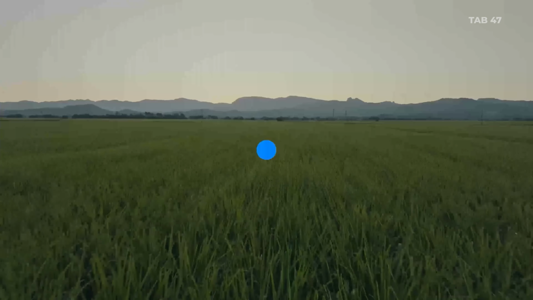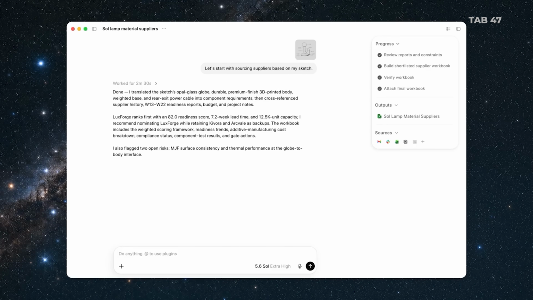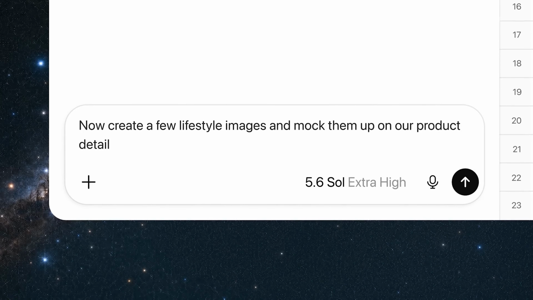But here's something interesting. I actually don't think Sol is the model that most ChatGPT users will end up using every day. And that's because of the next model, the one OpenAI believes offers the best balance between intelligence, speed, and cost. Meet GPT 5.6 Terra, and honestly, this might be the most important model in the entire GPT 5.6 family because not everyone needs the absolute smartest AI. Most people just want an AI that's fast enough, smart enough, affordable enough, and reliable enough. That's exactly where Terra comes in.